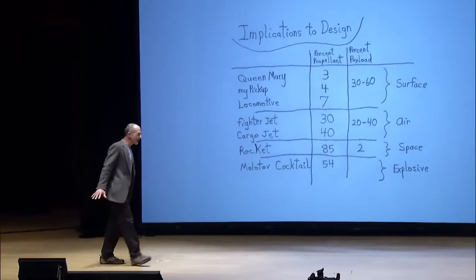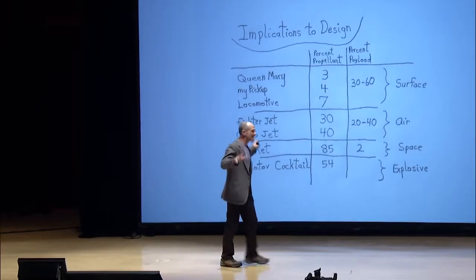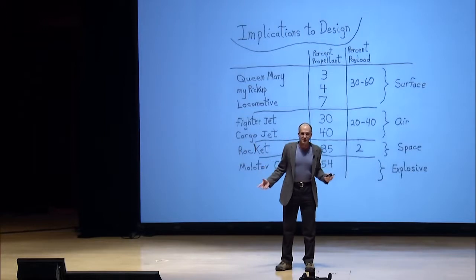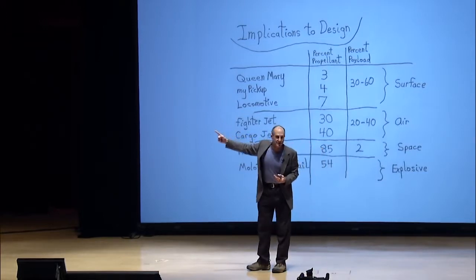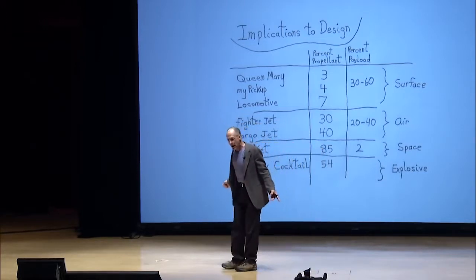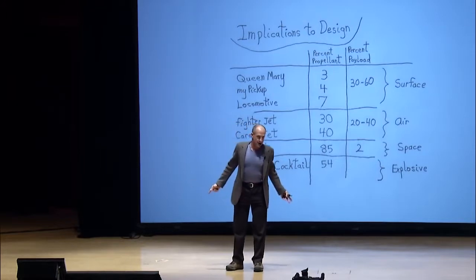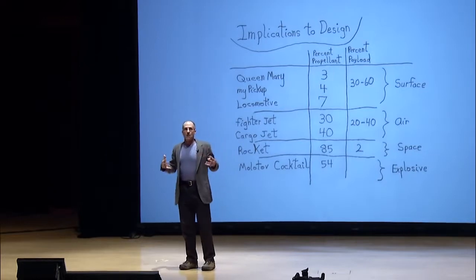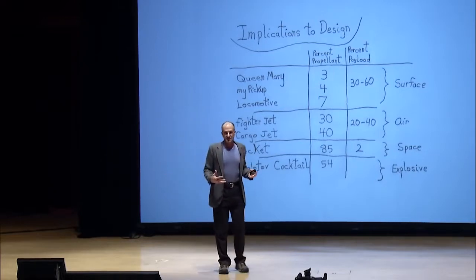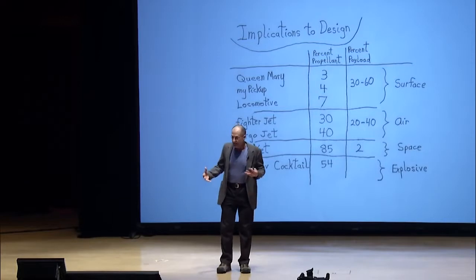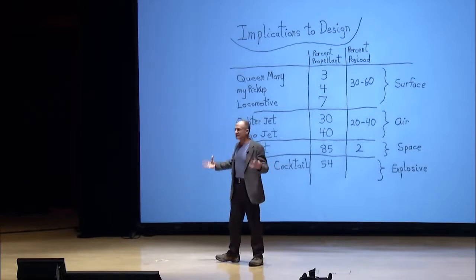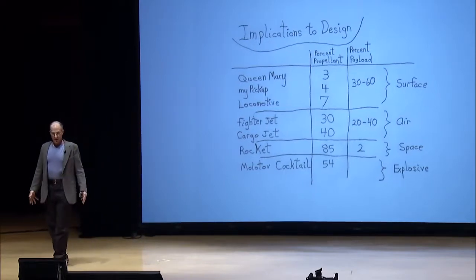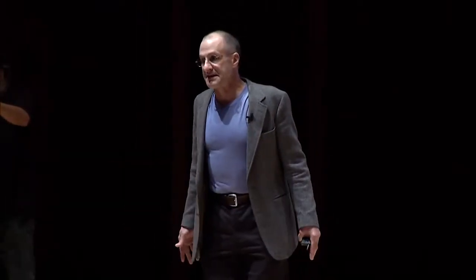Now, let's look at the implications to design. I mean, engineers have to design these things. And I've taken a couple classes of vehicles we're all used to. Let's look at surface vehicles. Okay, and I've taken the Queen Mary, my pickup truck, and a locomotive. And these things are all less than 10% propellant. They can have high payload capability. 60% of the mass of these things could be payload. And they're made out of billets of steel.